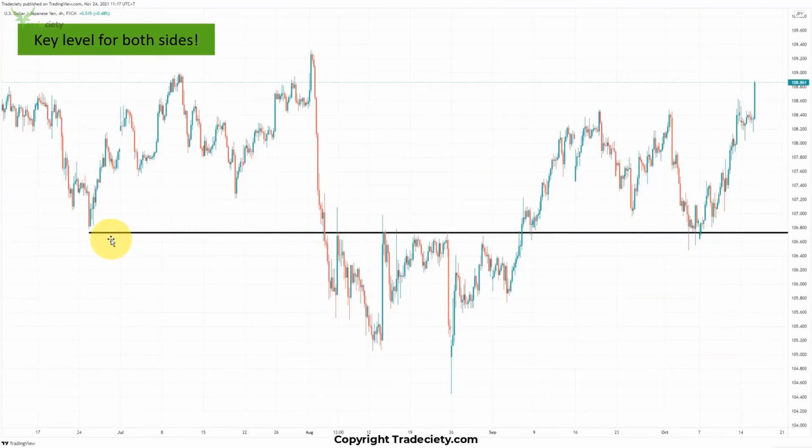Another example, we have a key level here. The market moves into the level, turns higher from it, then we break it, and now it becomes resistance. And then once we're above it, it becomes support again. So the flip is a very common behavior.